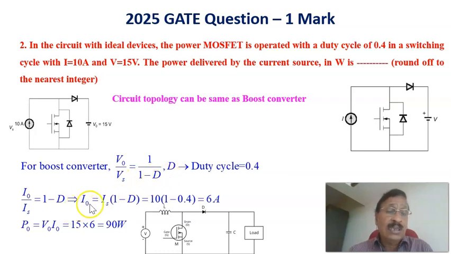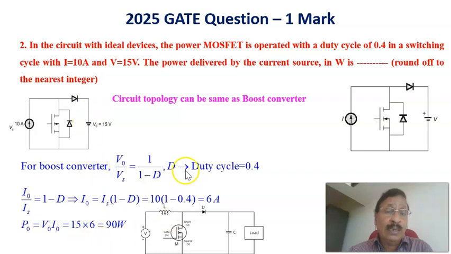From this equation we can get the output current I0 equal to Is into 1 minus D. D is already given as 0.4, and Is we know is 10 amperes. So 10 into 1 minus 0.4 is 6 amperes. Therefore the output current is calculated as 6 amperes, and the output voltage is already given as 15 volts.